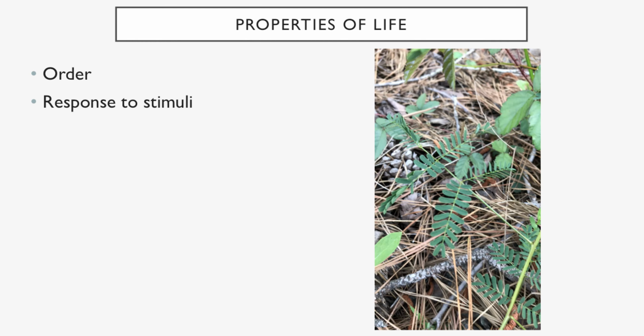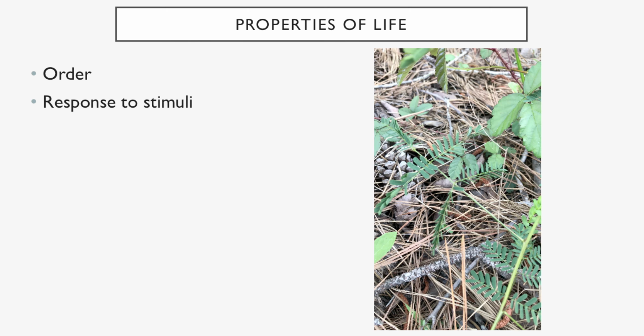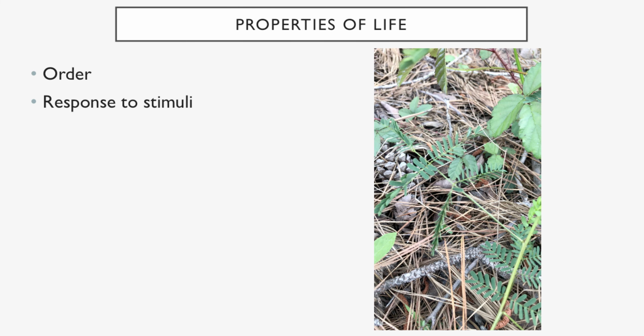The second property, response to stimuli, describes an organism's ability to respond to external environmental pressures. This includes events like weather, availability of sunlight, predation. The video seen here shows a species of mimosa plant which responds to physical touch by closing the leaves together, which some scientists believe could be a form of protection.